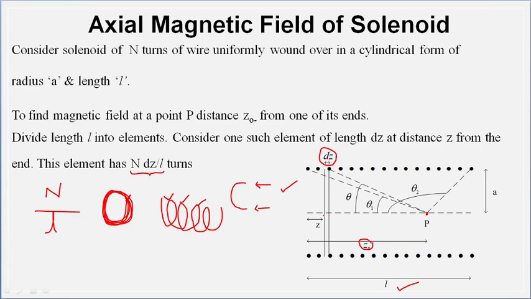So now we have a coil which is the element of this solenoid, which has the number of turns equal to N dz by L. So N by L is the number of turns per unit length of that solenoid, and if you multiply by that length dz, you will get how many turns are there in this element.